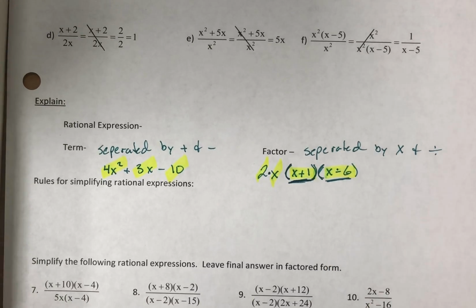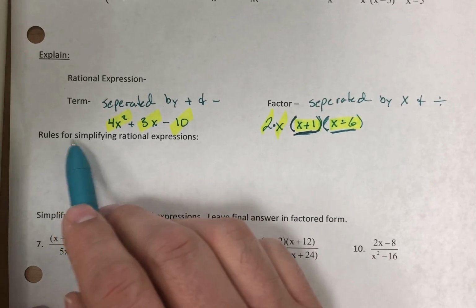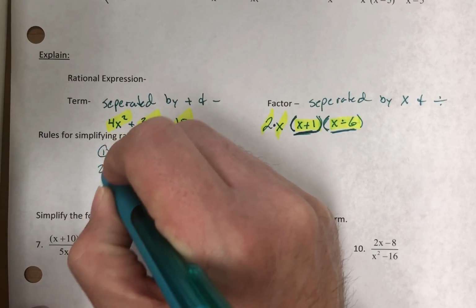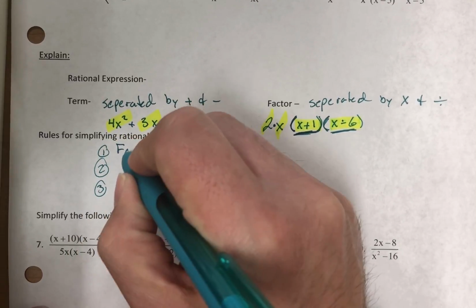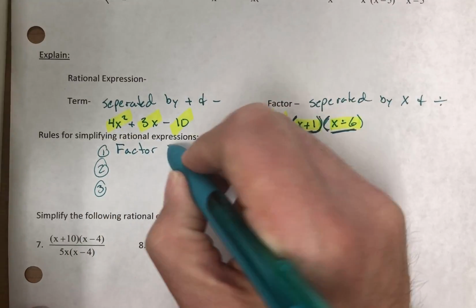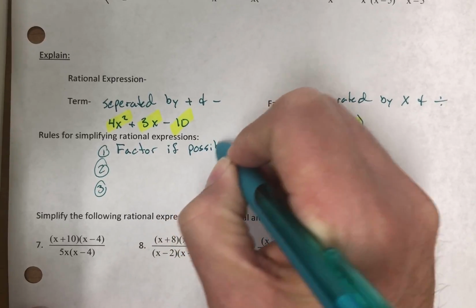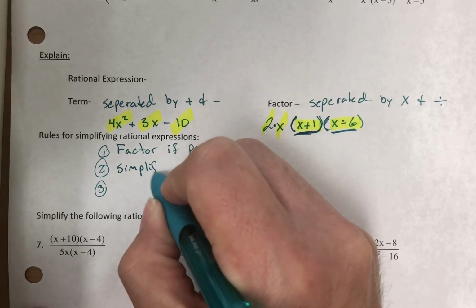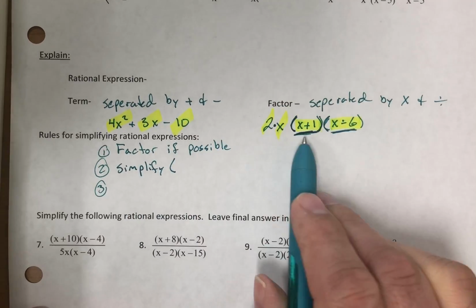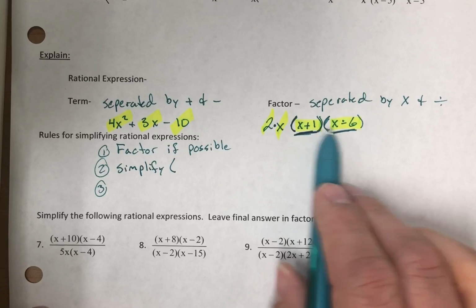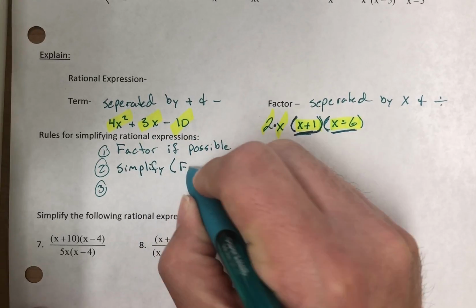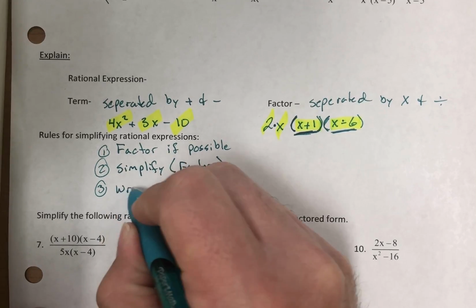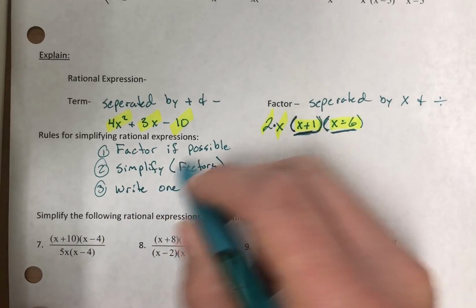All right, so when we're solving or simplifying rational expressions, there's going to be 3 steps. Okay, first we're going to factor if possible. Then we're going to simplify. Okay, and when we simplify, we can only simplify factors, not terms. So I'm going to put factors right here. And then we're just going to write as one fraction.